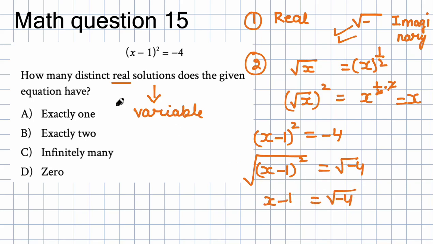It's not real. So we can say for this particular equation, we have 0 real solutions. No real solutions. Yes, we will find imaginary solutions, that is for sure. But the question is only about real solutions. So this equation has no real solutions. So the option is 0.